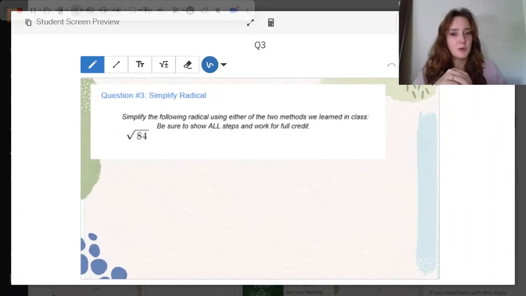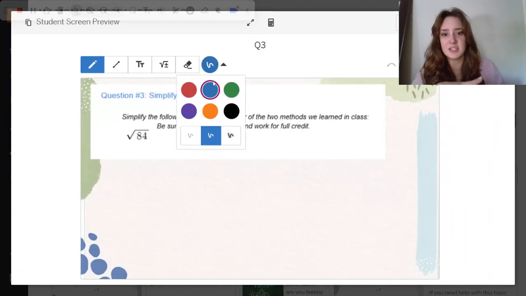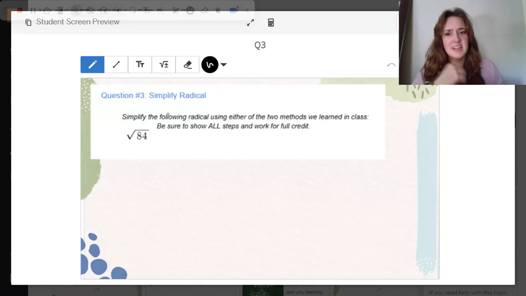Here we go. Question 3, it should say A. I'll have to fix that later. All right. Simplify the following radical using, it says either of the 2 methods. Ignore that. We only learned 1 method, so I'm going to change that too. Be sure to show all work and steps.